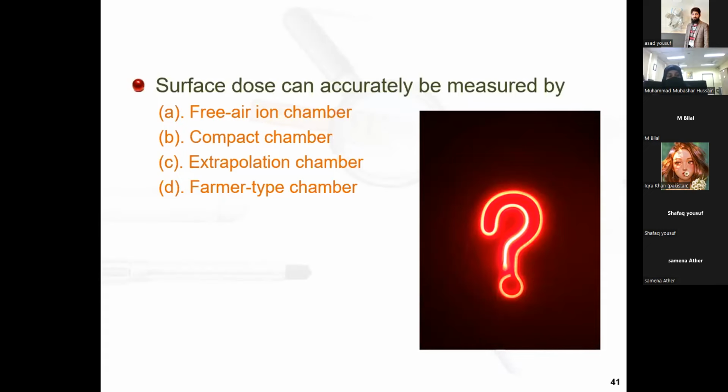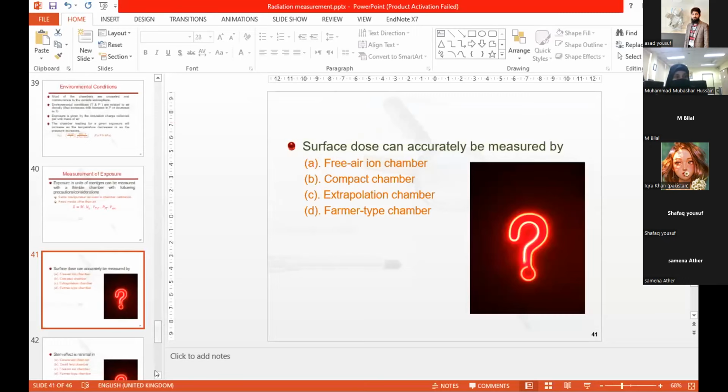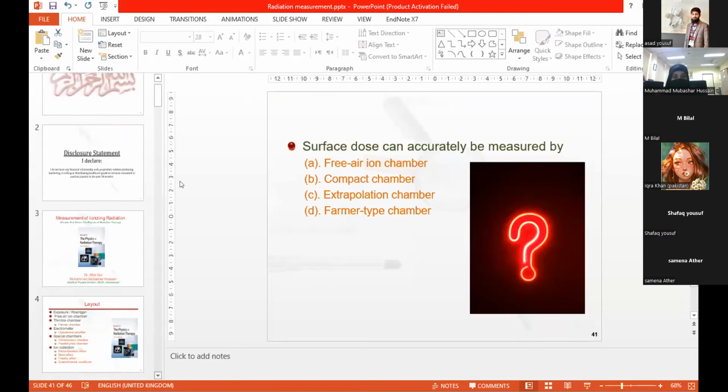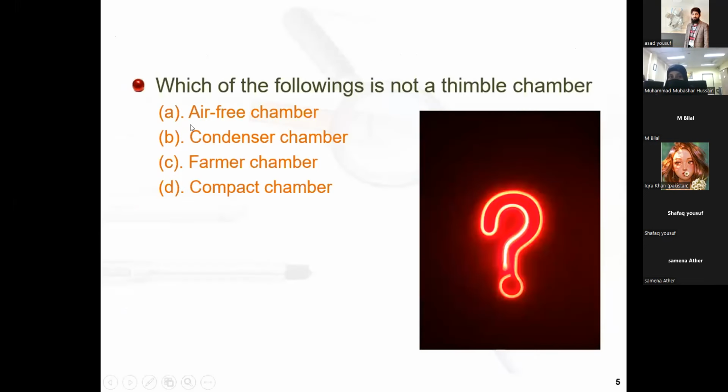Parallel plate. And let me go to that slide. Okay, which of the following is not a thimble chamber? Free air chamber, condenser chamber. Actually, Mubashar sent me the question. In that question, the first option is a parallel plate chamber. The question is the same, which we have shown before: the surface dose can accurately be measured by. The options are parallel plate, compact chamber, and extrapolation chamber, but there is no option of parallel plate chamber. No, this is the first question. The thimble chamber is the first question. The second question is the one for which you have shown the slide.